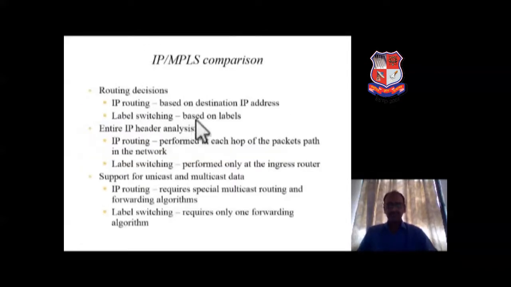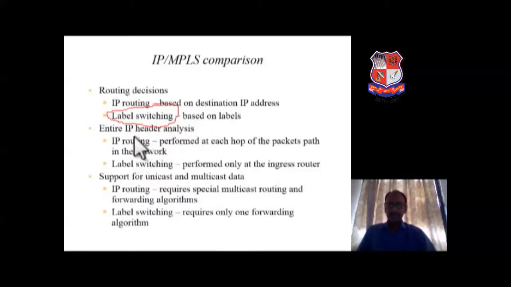So if we compare IP and MPLS, the interesting point is that routing decisions in IP were based on the destination IP address, and that destination IP address is masked at the routing devices, and the packet would be forwarded to the corresponding output interface of the router. But here the routing decision is entirely different, and the important word is label switching, and that is what MPLS, multi-protocol label switching, means. So that is based on labels.